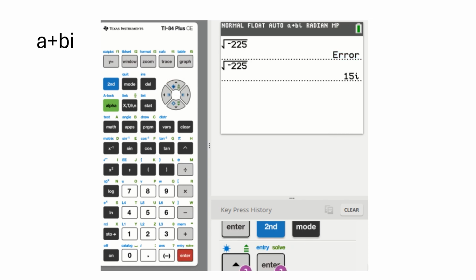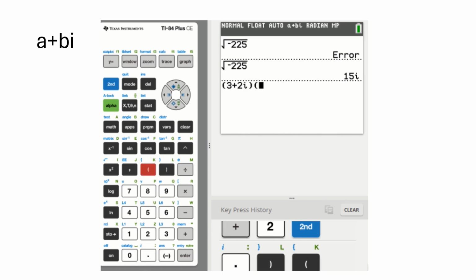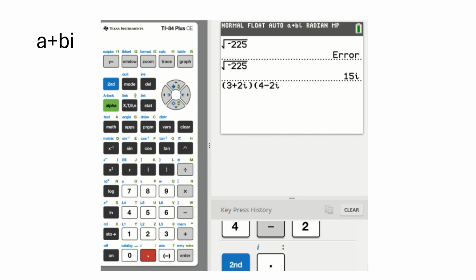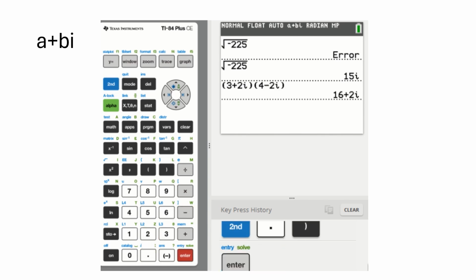See how now it will answer with i's? It will also answer with complex numbers. So we have some great things we can do if that is chosen. So if I have 3, and my I key is blue right above my decimal, so 3 plus 2i, like that, times 4 minus 2i. It will give me the product.